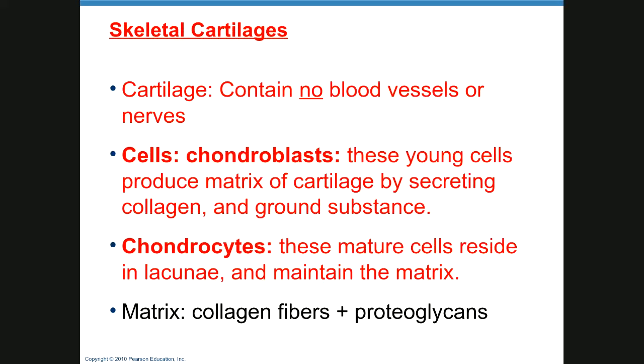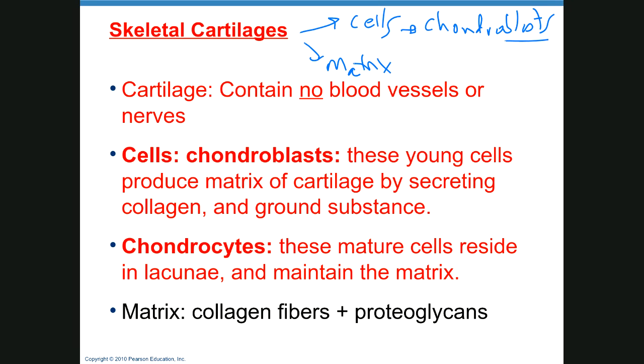And when it comes to cartilage, remember that cartilage is connective tissue. So it's going to have two components. One of the components will be cells. The other component is going to be the matrix. In the case of cells, the cells are going to be chondrocytes and chondroblasts. Chondroblasts are the young cells of cartilage. Remember, chondro meant cartilage, and chondrocytes are going to be the mature cells of cartilage.